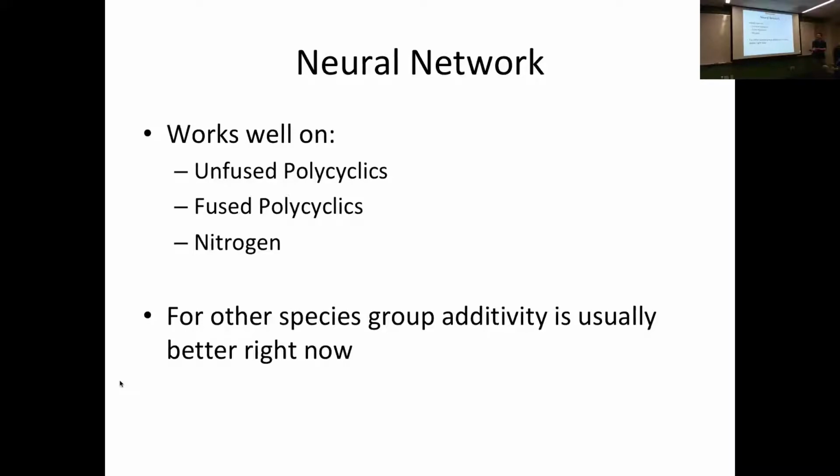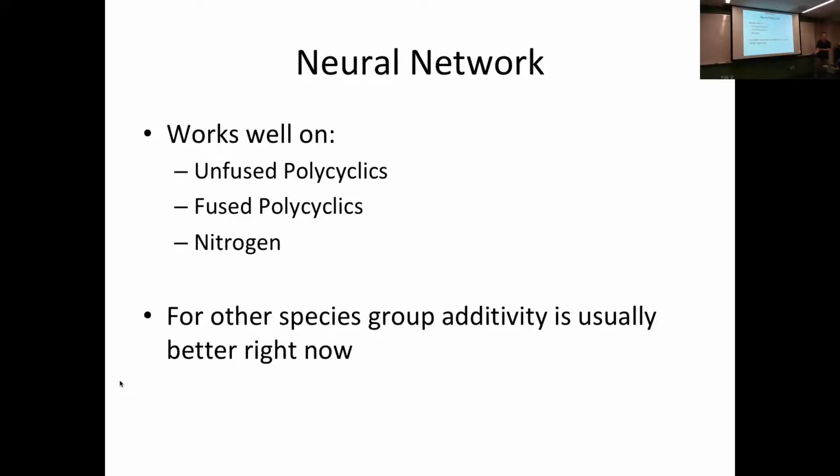So right now, if you don't care that much about these applications, it may be better to just use group additivity. If you care about some of these, we have a lot of settings that let you change what stuff's estimated by the machine, the neural net, and what stuff's estimated by group additivity.